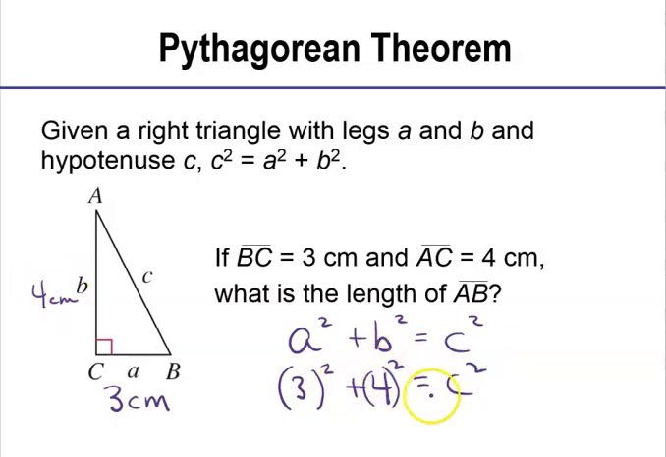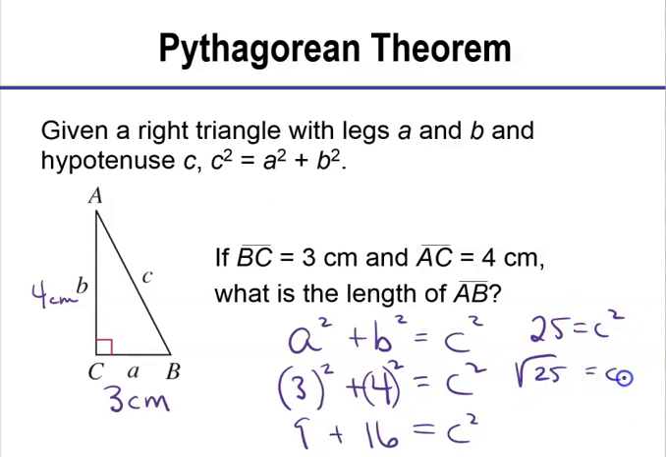equals C squared. Parentheses not required when you're dealing with positive values when you square them. 3 squared is 9, plus 4 squared is 16. Make sure you square each first. Equals C squared. That gives me that 25 is equal to C squared. And then when I take the square root of 25, I'm going to get 5.